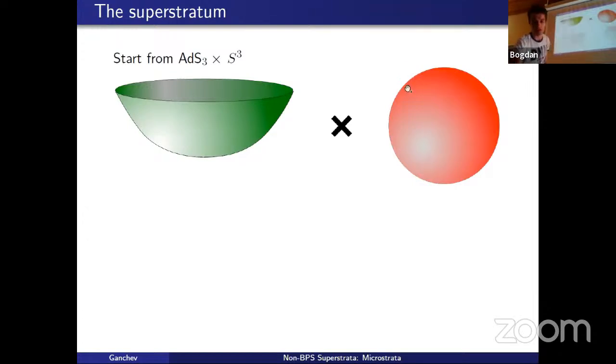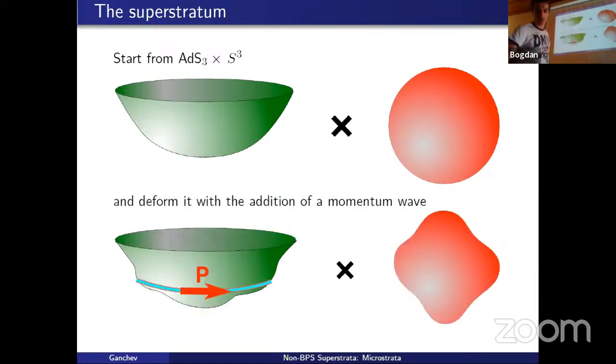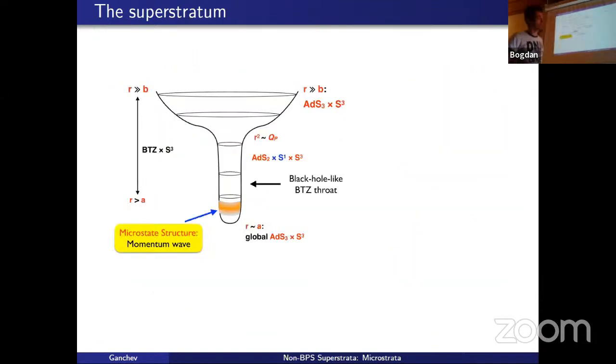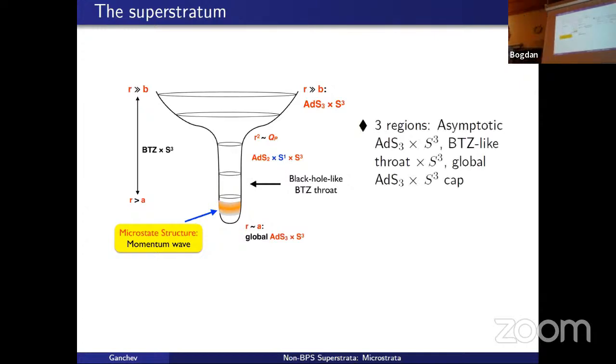The way I think about superstrata, the easiest way to get to that shape that I showed you on the previous slide is you start from AdS3 cross S3, you deform it with a momentum wave that Nate's already showed you, and boom, you get this. You've already seen this in Nate's talk, so I'm going to be very quick. I think his was 90 degrees rotated or something.